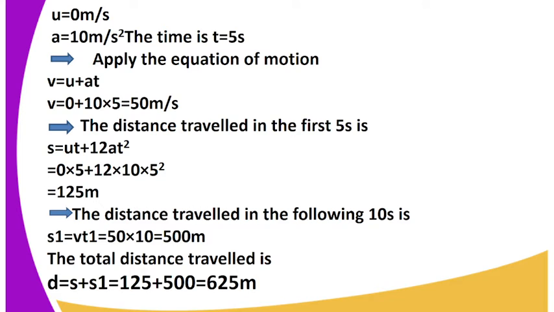The distance traveled in the first 5 seconds is s = ut + ½at², which is 0 times 5 plus ½ times 10 times 5², which is 125 meters. The distance traveled in the following 10 seconds is s1 = vt1, which is 50 times 10, which is 500 meters. Therefore, the total distance traveled is d = s + s1, which is 125 + 500, which is 625 meters. Next question.